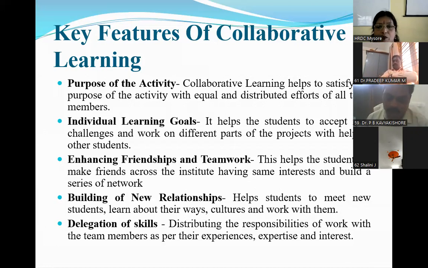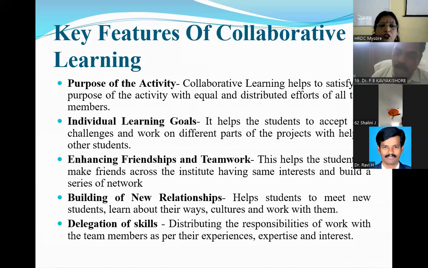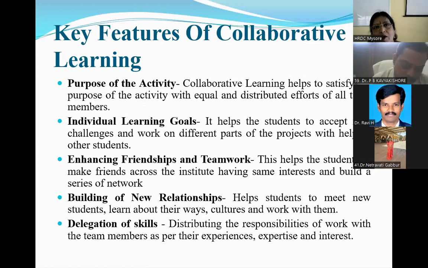Building of new relationships helps students to meet new students, learn about their lives, cultures, and work with them. So what happens when they work together? They are meeting new people. So when they meet them, they try to learn good things from them. So they emulate their values and they learn to work with them. And delegation of skills, here, distributing the responsibilities of work among all the participants is very important in this approach.